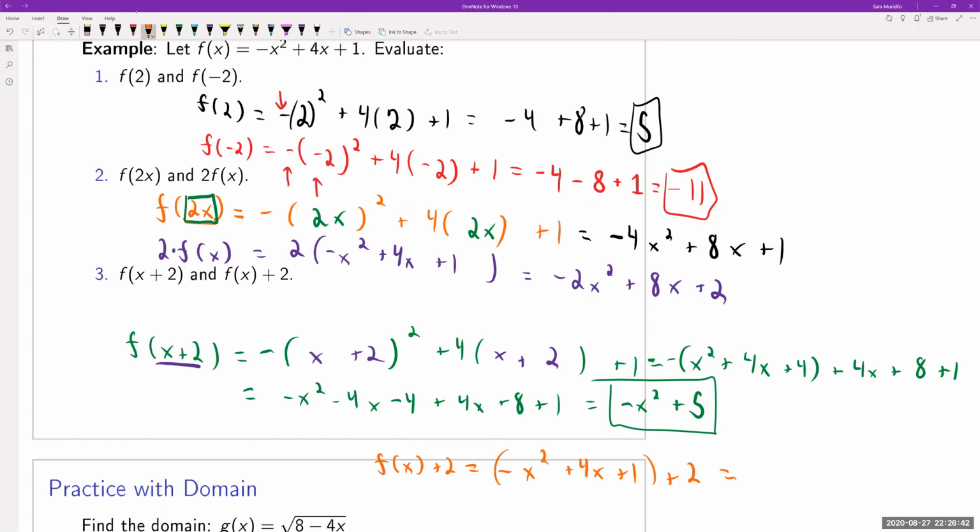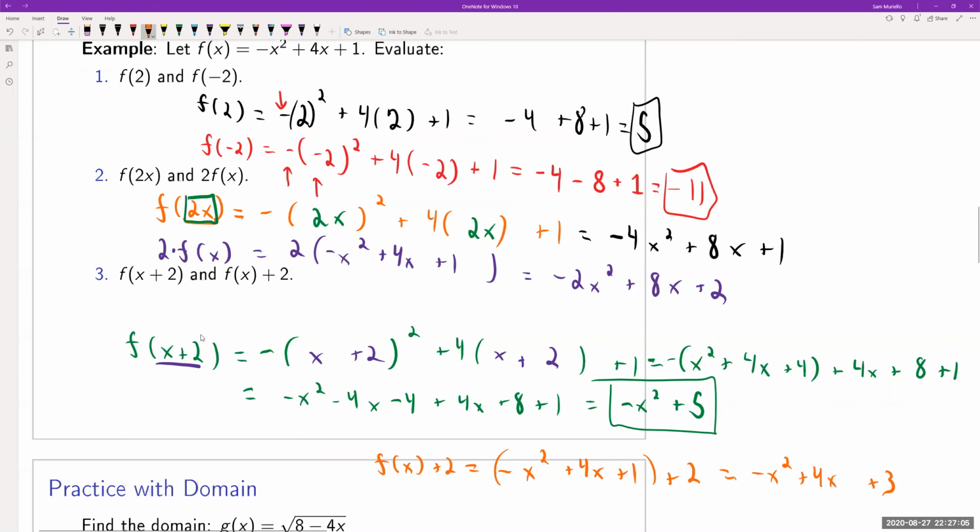I'll just simply combine the 1 and the 2. Negative x squared plus 4x plus 3. Nothing to it. So you want to make sure that you're careful when you're doing functions. The difference between something complicated being plugged into the function and something being potentially added or subtracted or multiplied with the function. Two very different things.